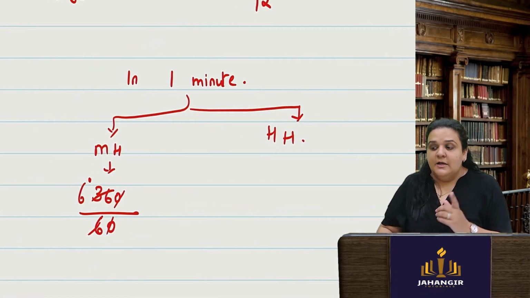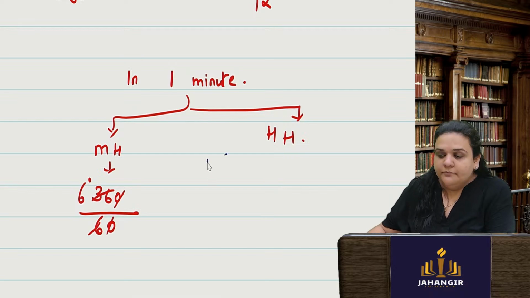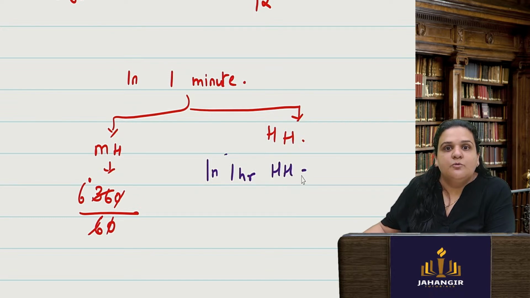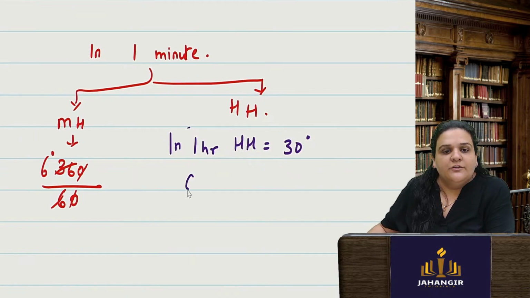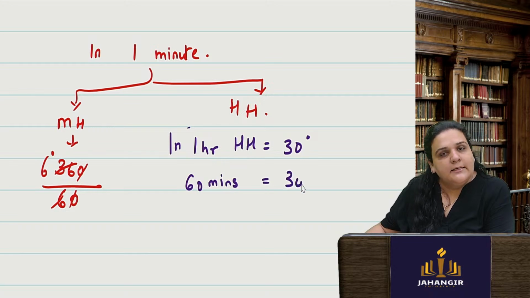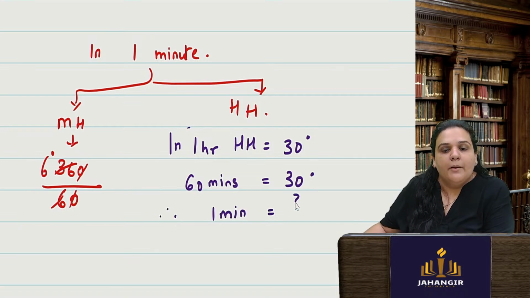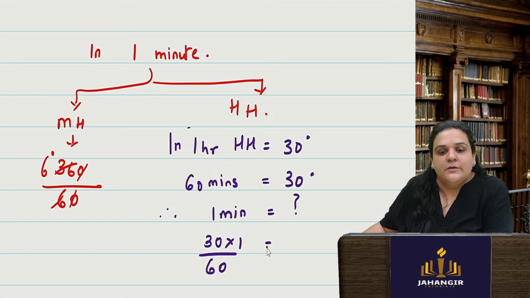This is 6 degrees. Now what happens with the hour hand is, in 1 hour, it moves 30 degrees. 1 hour I can also write as 60 minutes, so it is moving 30 degrees in 60 minutes. Therefore, in 1 minute, it will move how much? Cross multiply: 30 into 1 divided by 60. So it is going to be half a degree.